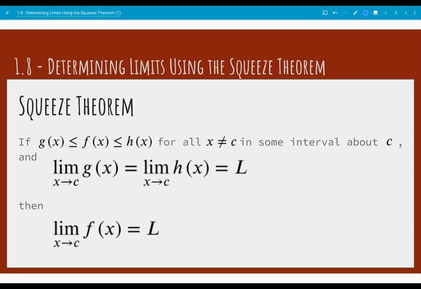And so if we have some function that's always smaller than or equal to f, and another function that's always bigger than or equal to f, and the second part here is really important, those two functions approach the same value, so their limits at c are the same thing, then that means that f is going to be squeezed between them, and since they have the same value, then f will also approach that same value.